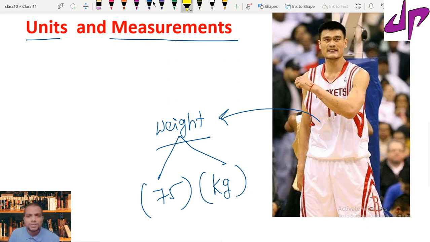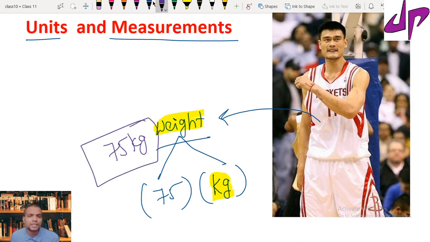Whatever we mention to represent that number in terms of certain quantities, only then does it have its meaning. Now I can say the weight of this player is 75 kg. Without the unit, that would be a meaningless statement.